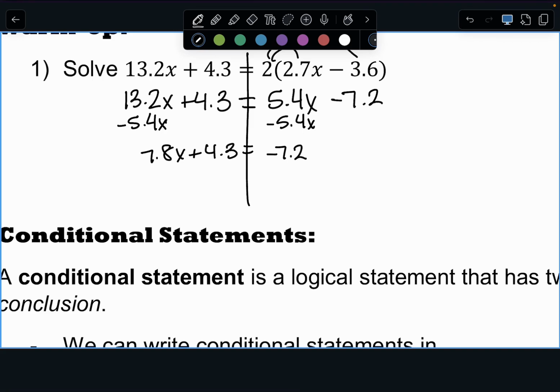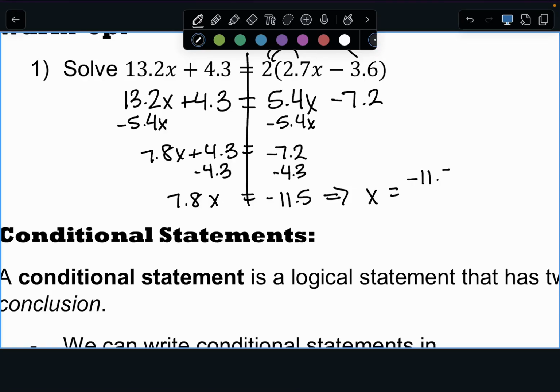And now my x's are over here, so I should move this 4.3 to the other side. How would I do that? Add, subtract, multiply, divide. Subtract off this 4.3. 7.8x is equal to, that would be negative 11.5. Yeah. And then from here, it's a calculator problem.